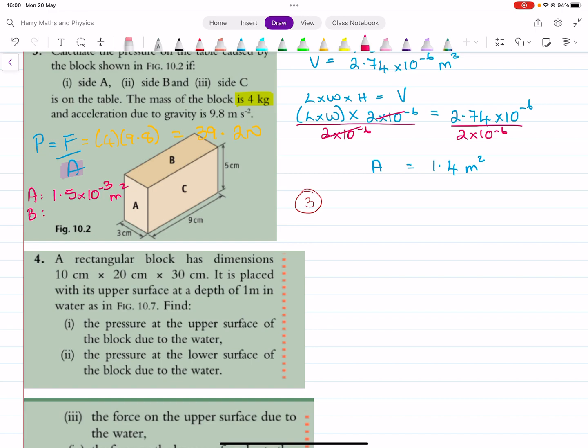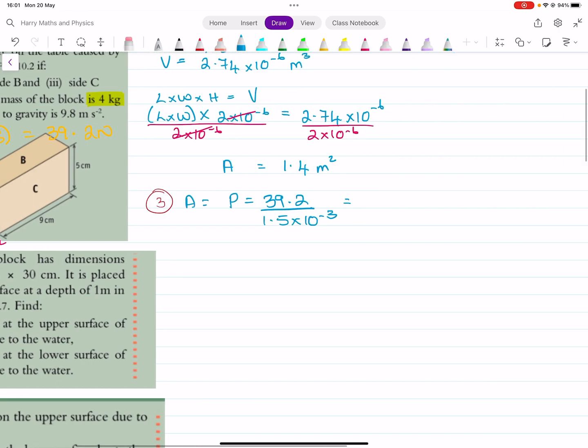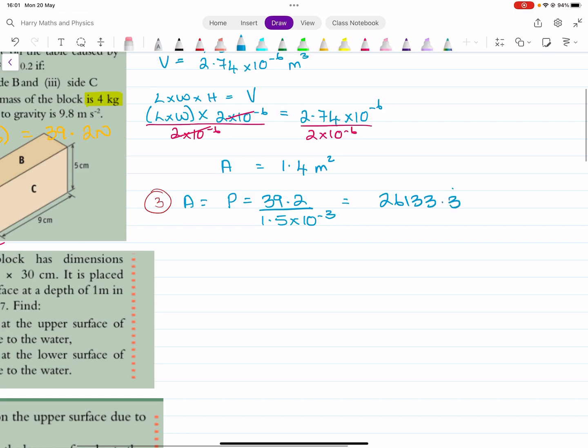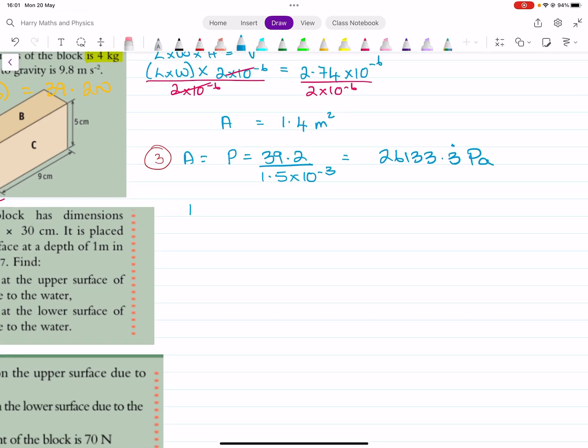Area B then is 3 by 9, so 0.03 multiplied by 0.09. This is 2.7 by 10 to the minus 3 meters squared. And then C is 9 by 5. So 0.09 multiplied by 0.05 is 4.5 by 10 to the minus 3, again meters squared. Okay, so the pressure for A is going to be pressure equals the force, which is 39.2, over the area for A, which is 1.5 by 10 to the minus 3. And 39.2 divided by 1.5 by 10 to the minus 3 is 26,133.3 recurring, and the unit for pressure is pascals.